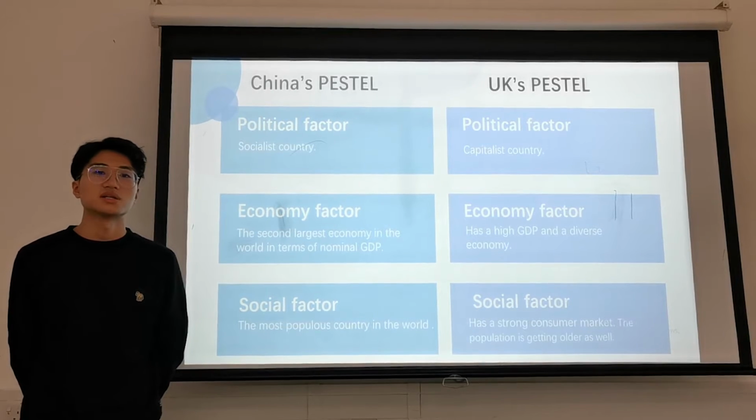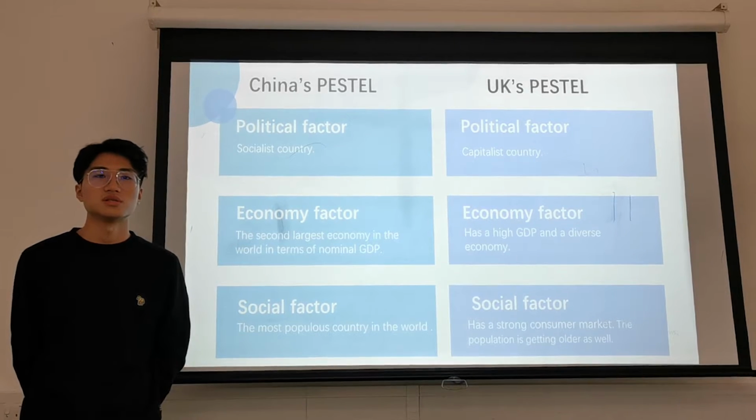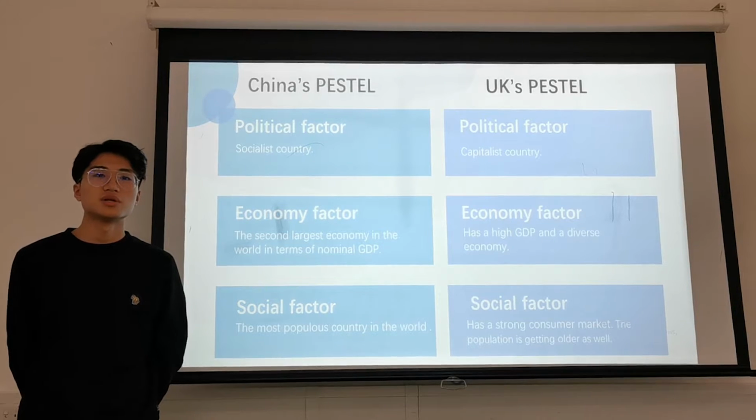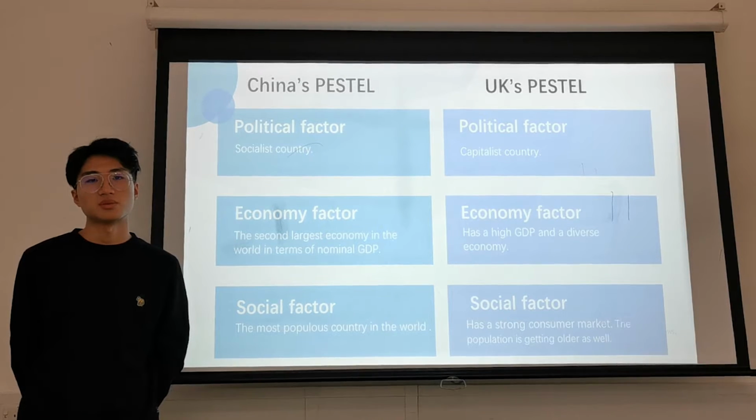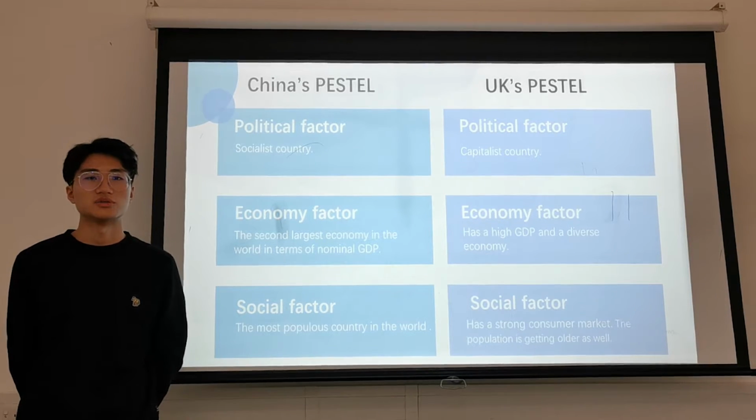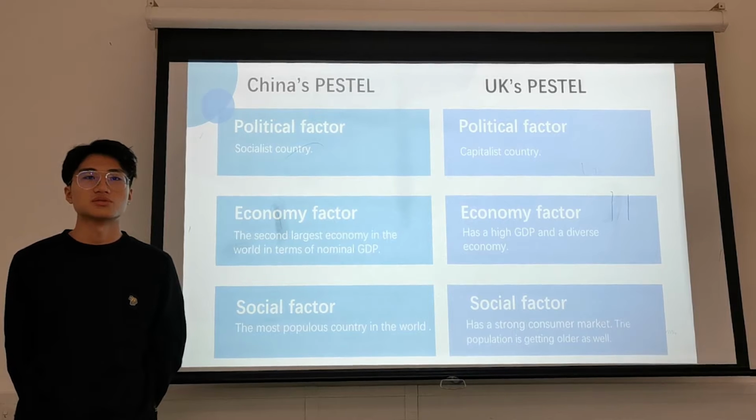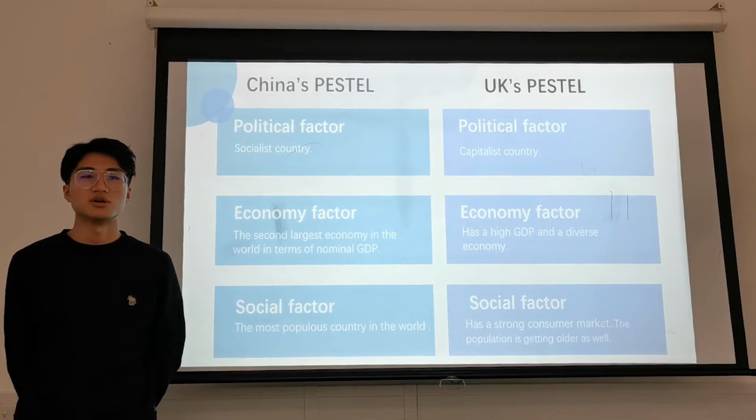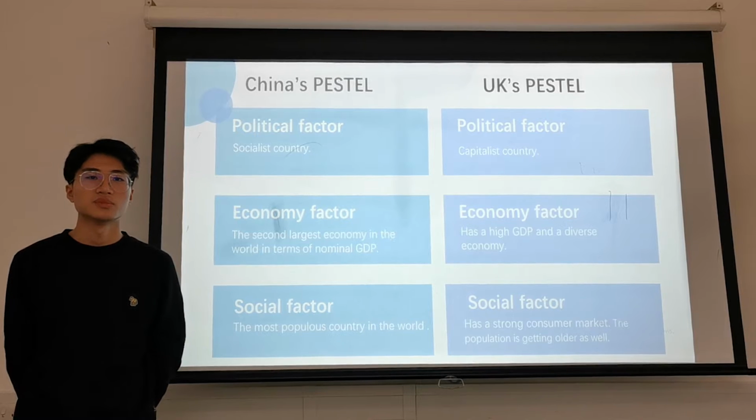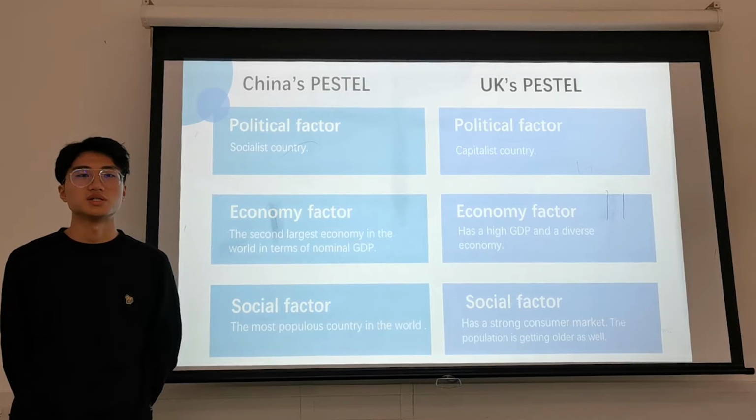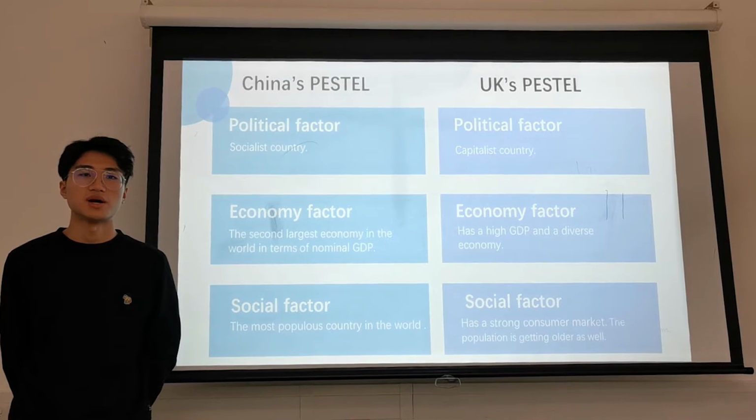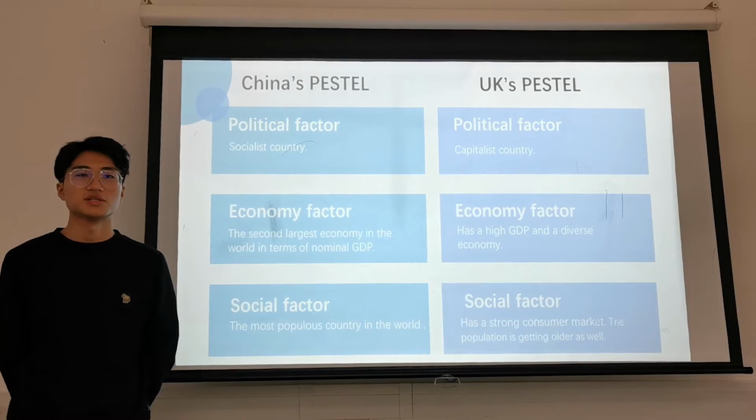China is the second largest economy in the world by nominal GDP. Cheap labor is a great source for China, so many companies from foreign countries choose to set up their factories in China. The UK has a high GDP and a diverse economy. China is the most populous country in the world, with a total population of approximately 1.4 billion. As for the UK, births continue to outnumber deaths, and the population is expected to reach 74 million by 2039. The population is getting older as well.